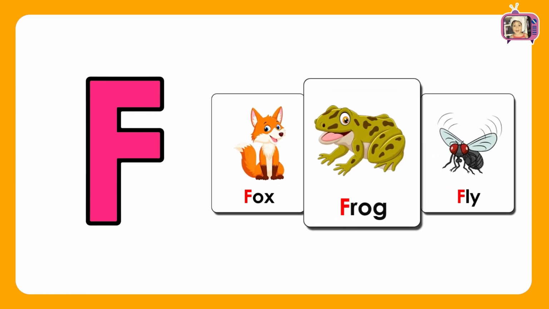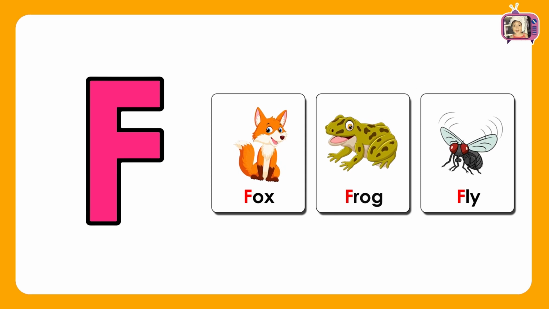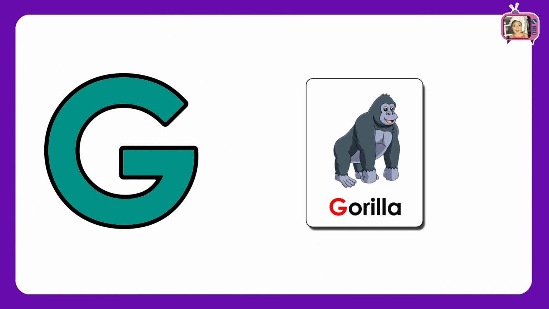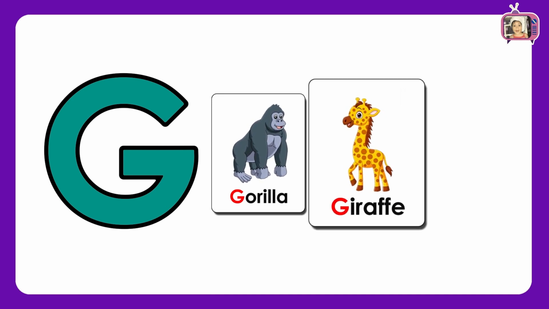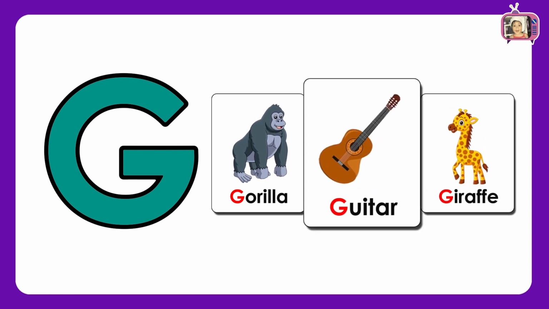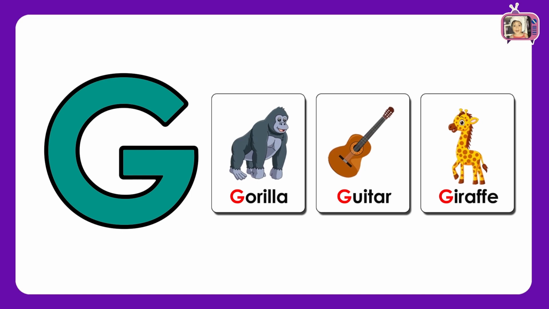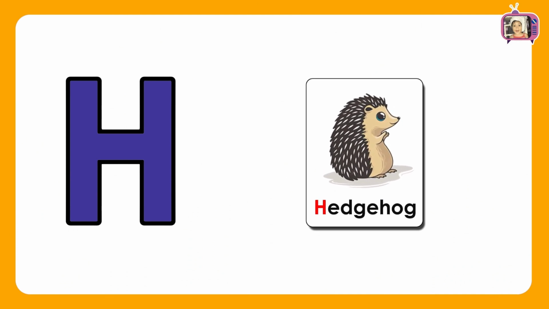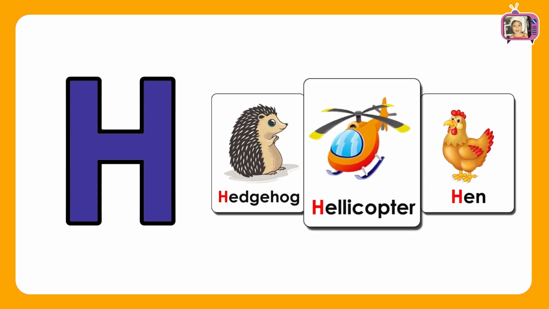F is for frog. G. G is for gorilla. G is for giraffe. G is for guitar. H is for hedgehog. H is for hen. H is for helicopter.